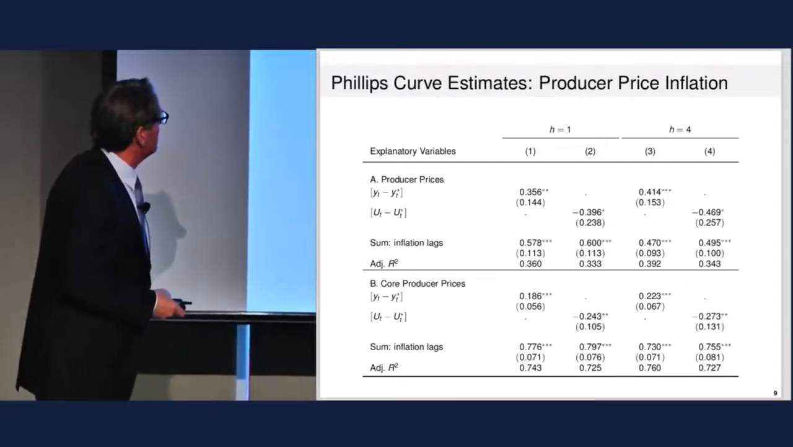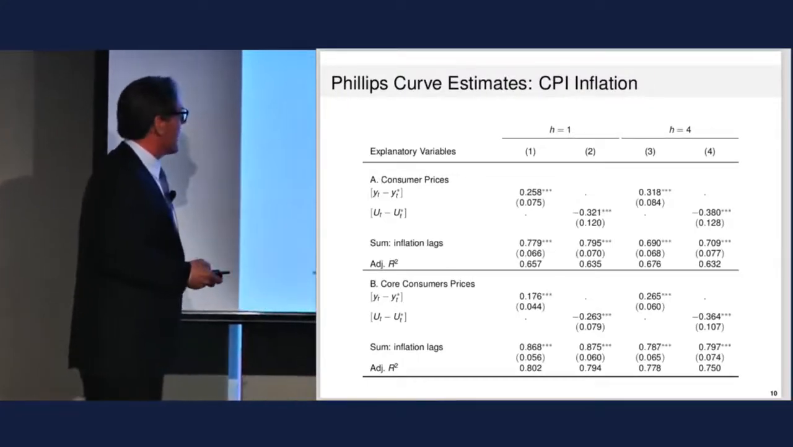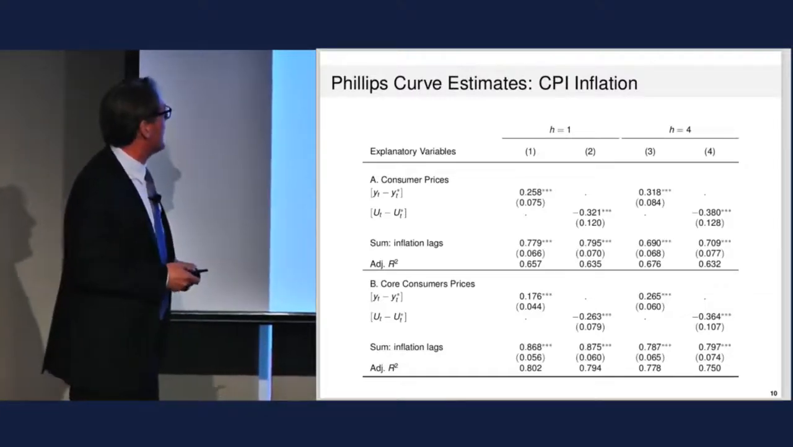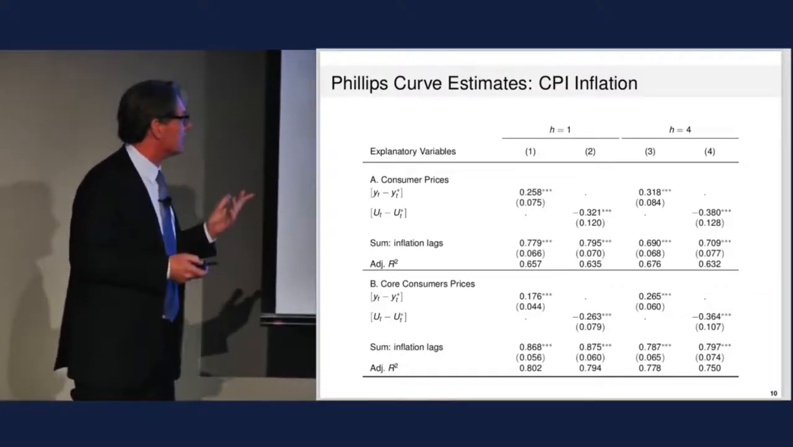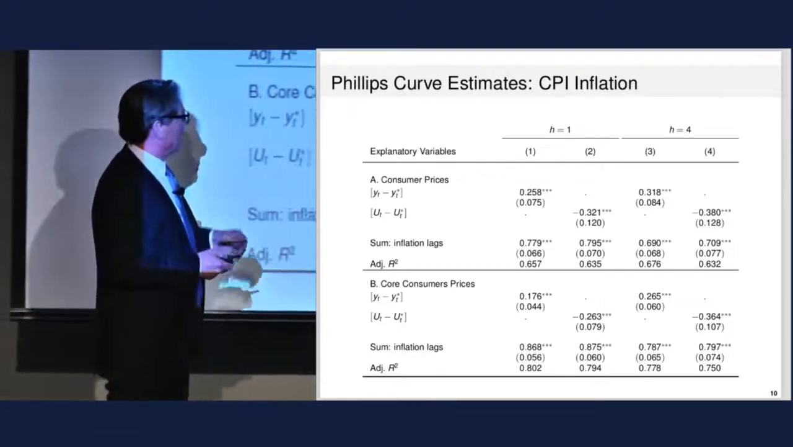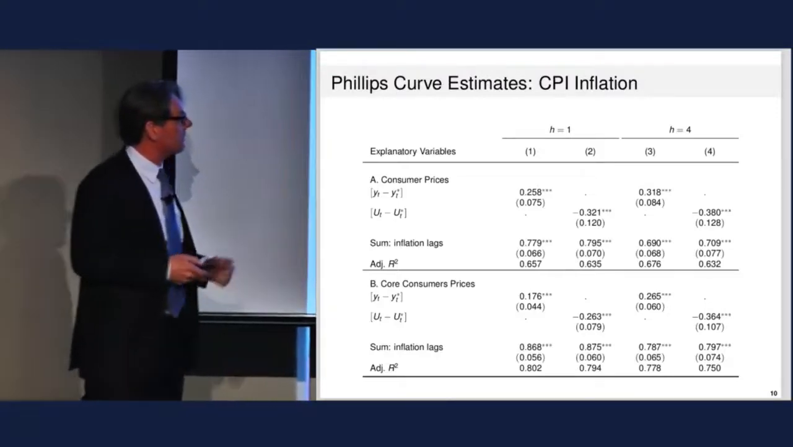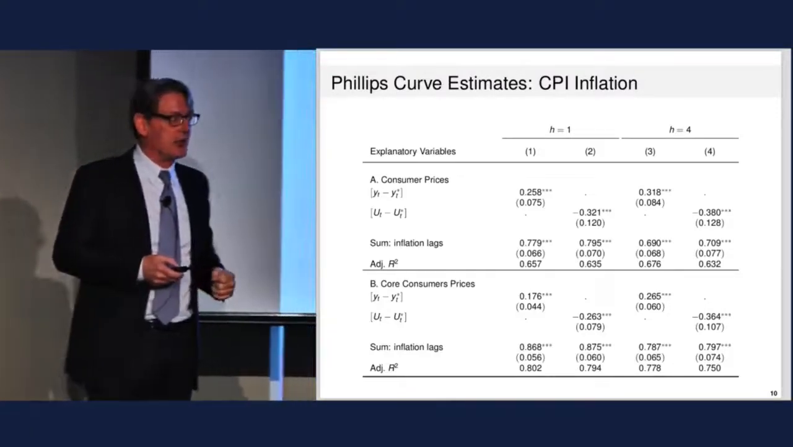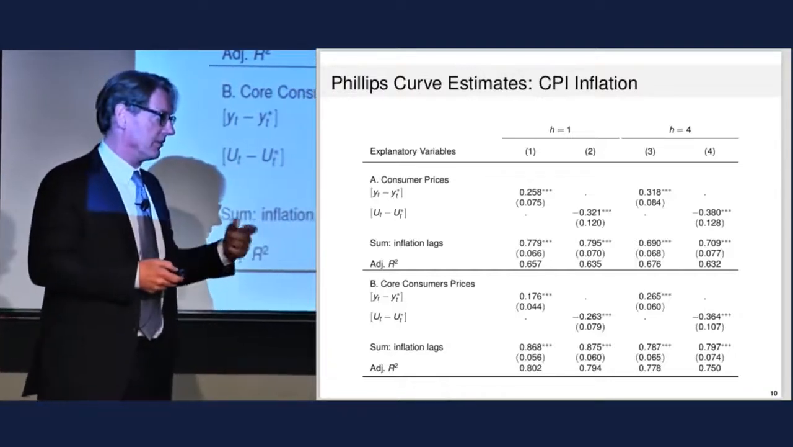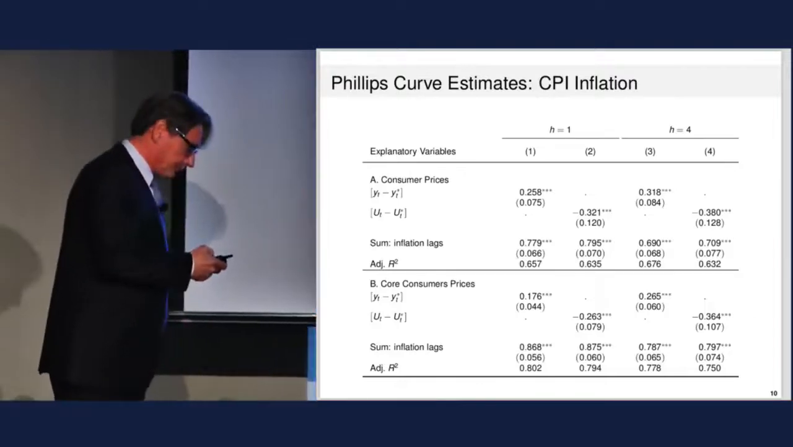Similarly, if you were to do the CPI inflation, you see a very similar pattern. Very strong positive coefficients on the output gap and very strong negative coefficients on the unemployment gap. And the magnitudes of these things are on the order of 0.25, 0.3, and that contrasts starkly with the estimates that Oscar was mentioning of 0.03 on an output term, right?